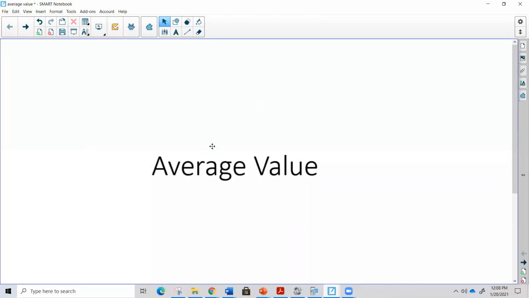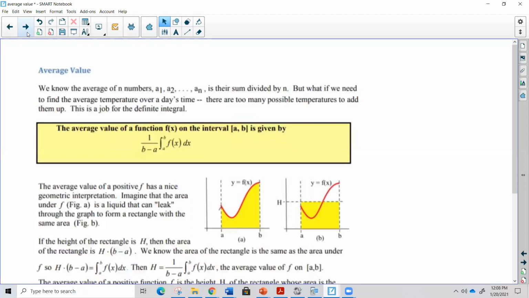So in this video, I'm going to explain what average value is, and then also do the 4 average value questions in the packet. Average value is a little bit different than finding the average. Normally if we want to find the average of numbers, we add them all up and divide by how many there are.